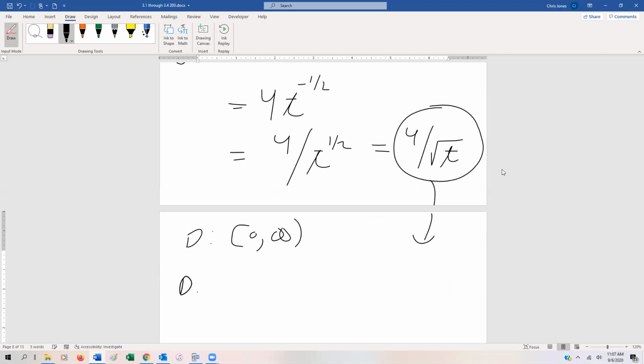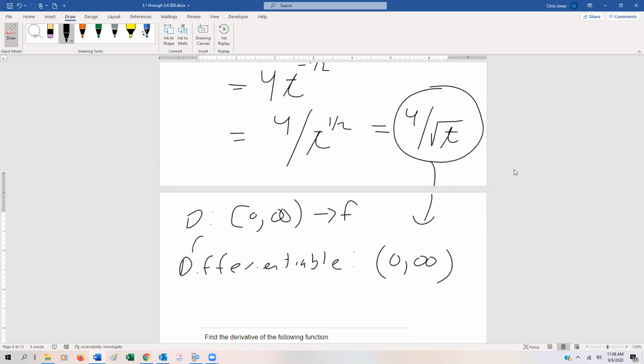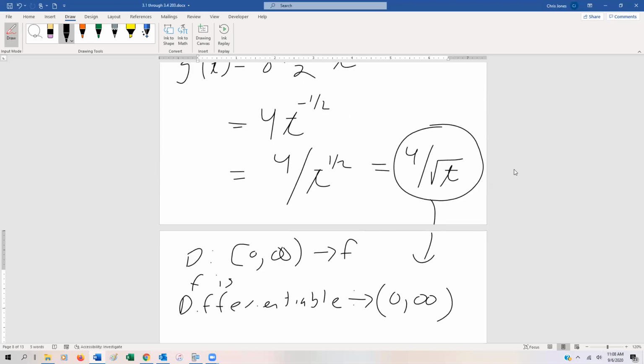So we like to use this idea of differentiable. Differentiable basically means where does the function's derivative exist? And clearly for this one, it's exclusive 0 to infinity because we can't divide by 0. So what we can say is that the domain of f is from 0 inclusive to infinity, but f is differentiable over the open interval from 0 to infinity. Keep in mind that just because a function exists at a specific point, it doesn't always mean it's differentiable at that point.